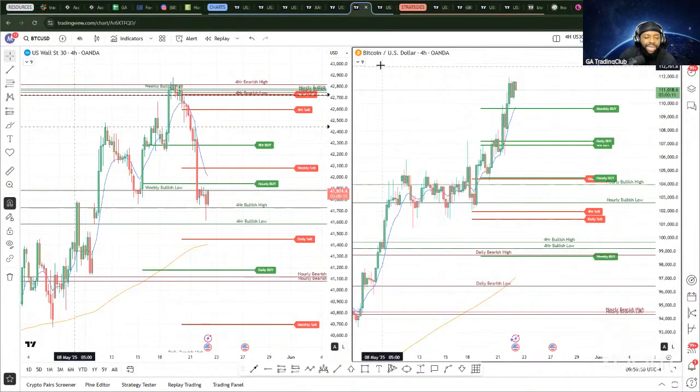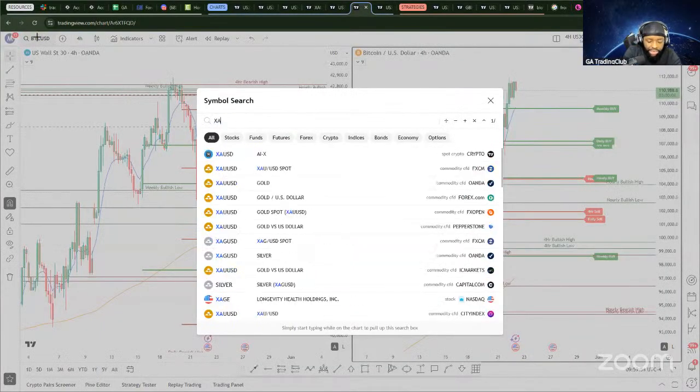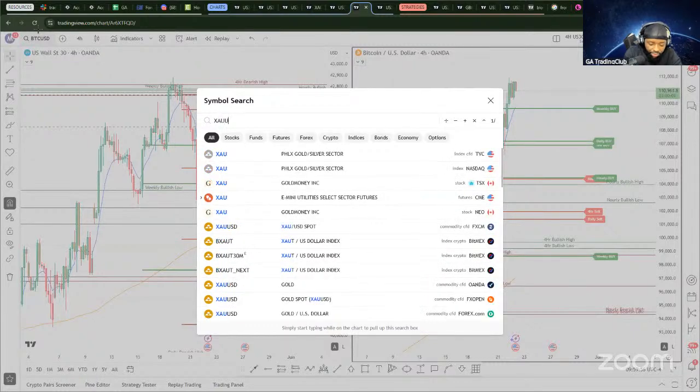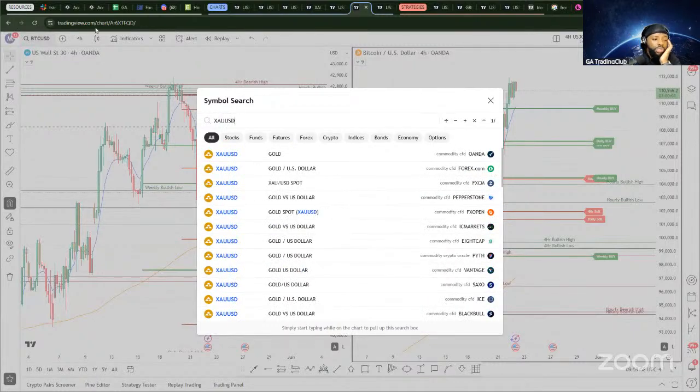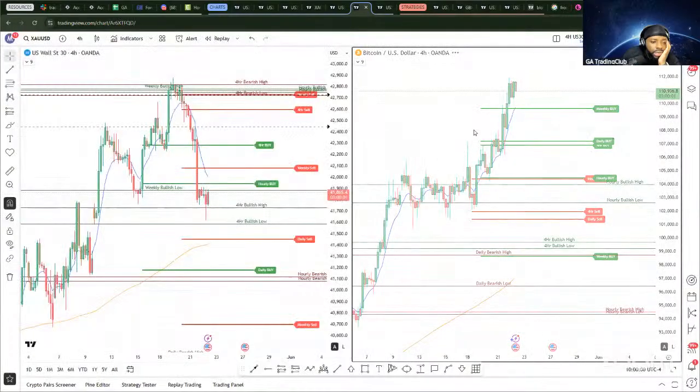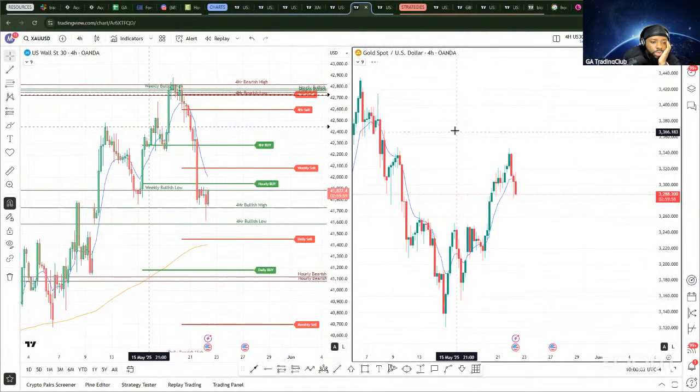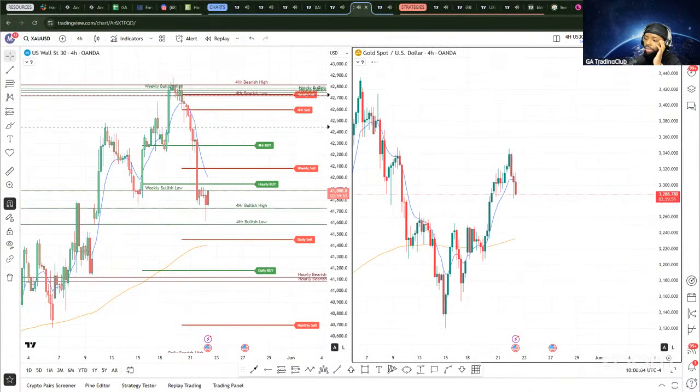But again, it's an entry on the daily time frame. So that's more of a swing trade as opposed to like intraday.